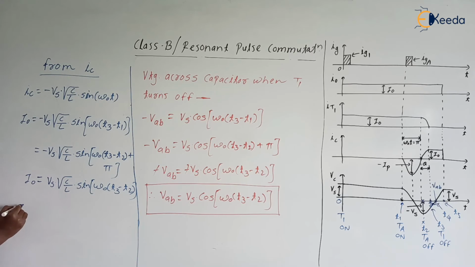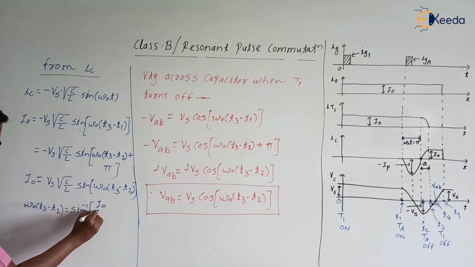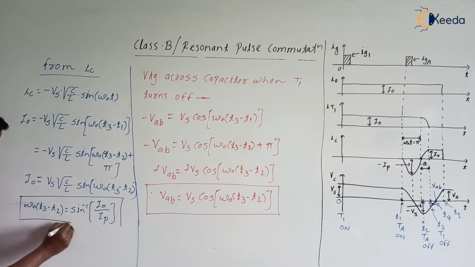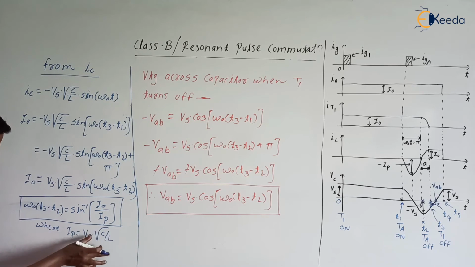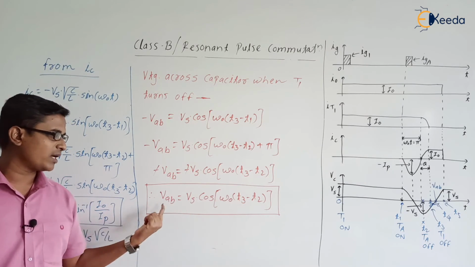So we can write omega 0 (T3 minus T2) is equal to sine inverse of I0 by I peak. Are you getting the point? Where I peak, we already derived, is equal to Vs into under root C by L. From this expression we can find omega 0 (T3 minus T2), and we can put it here to get the VAB, right?